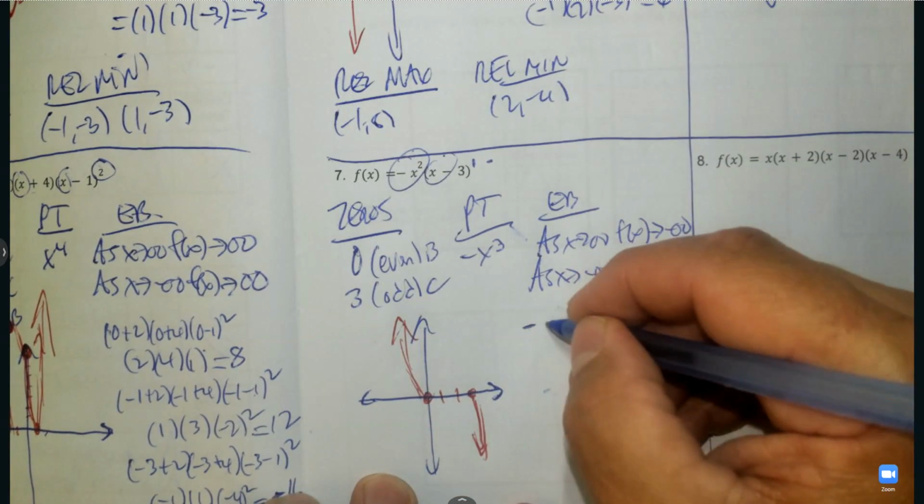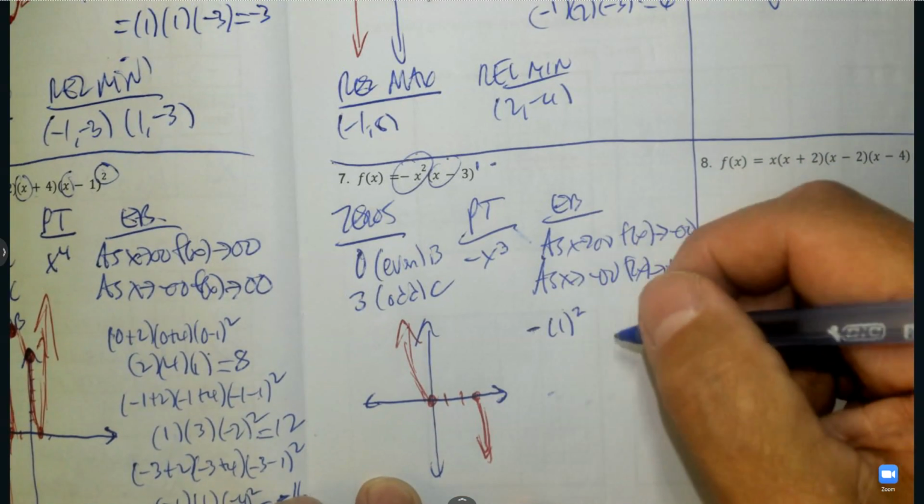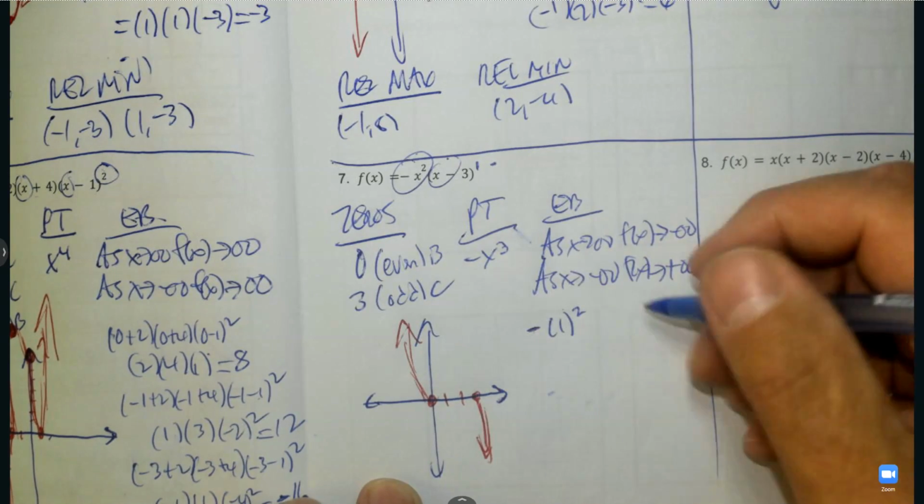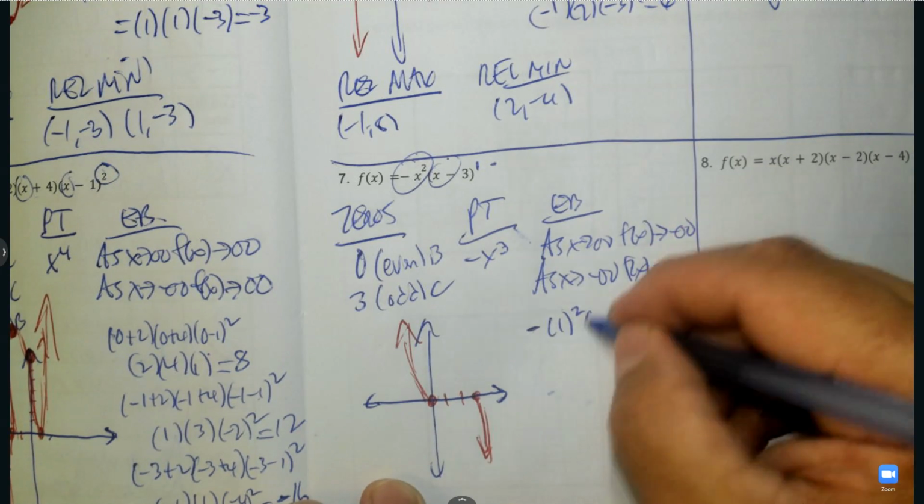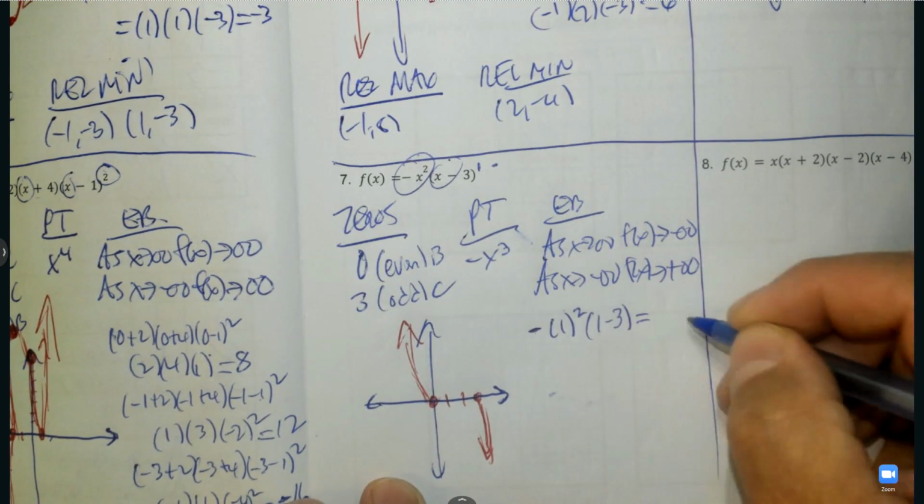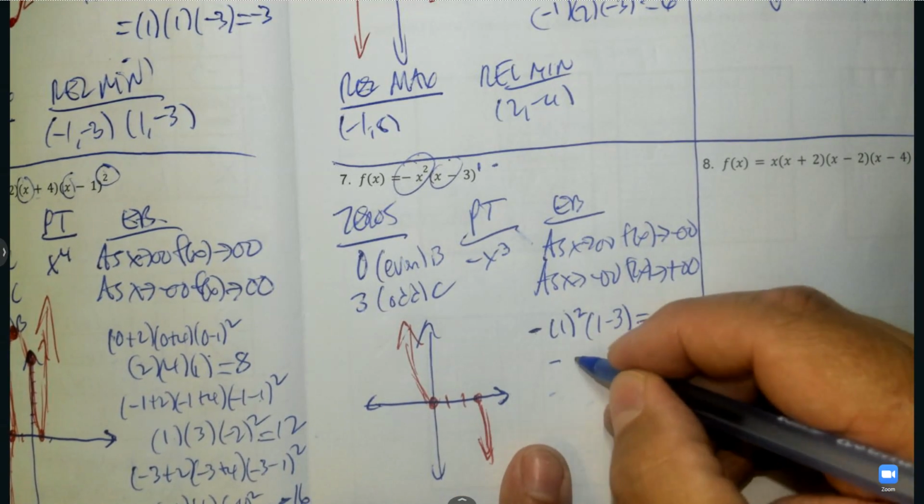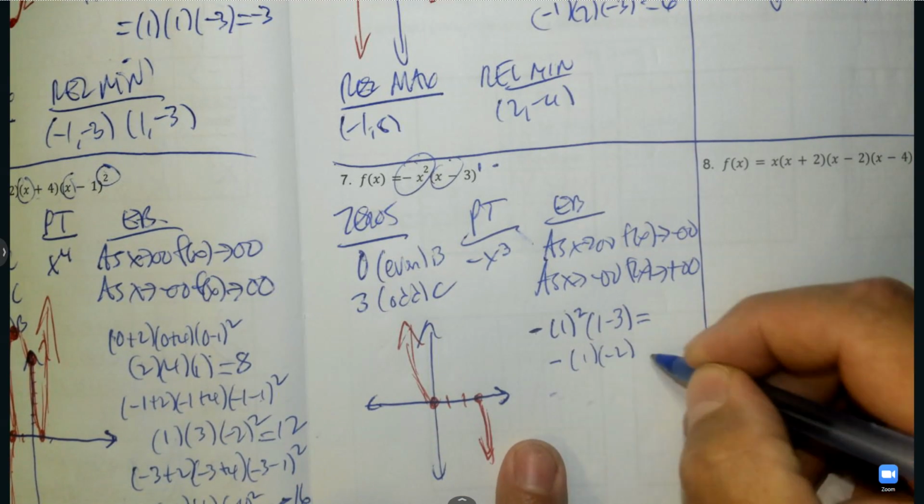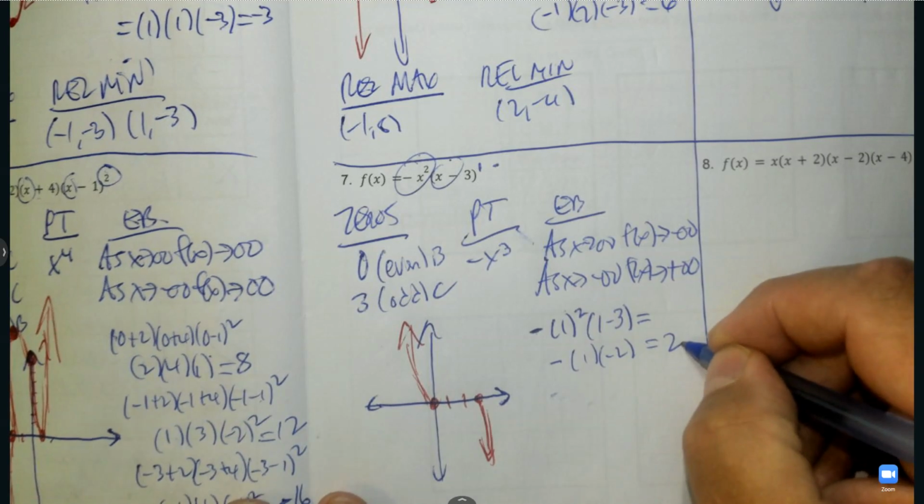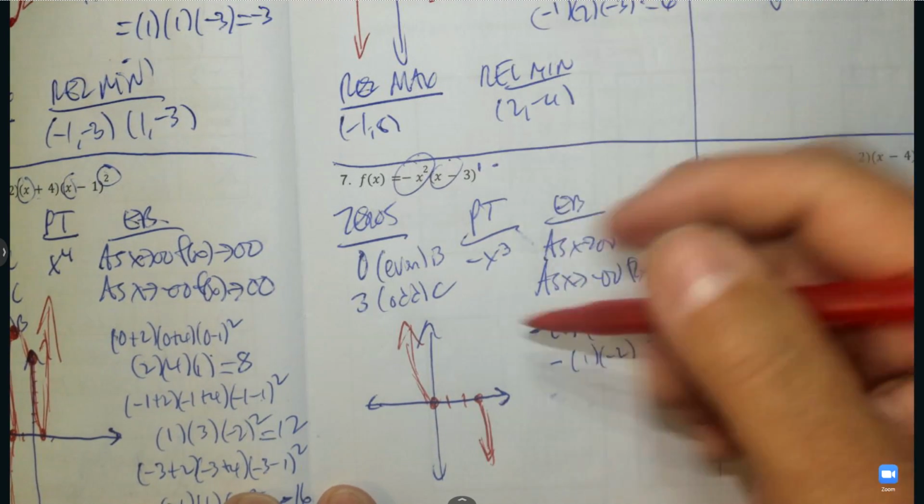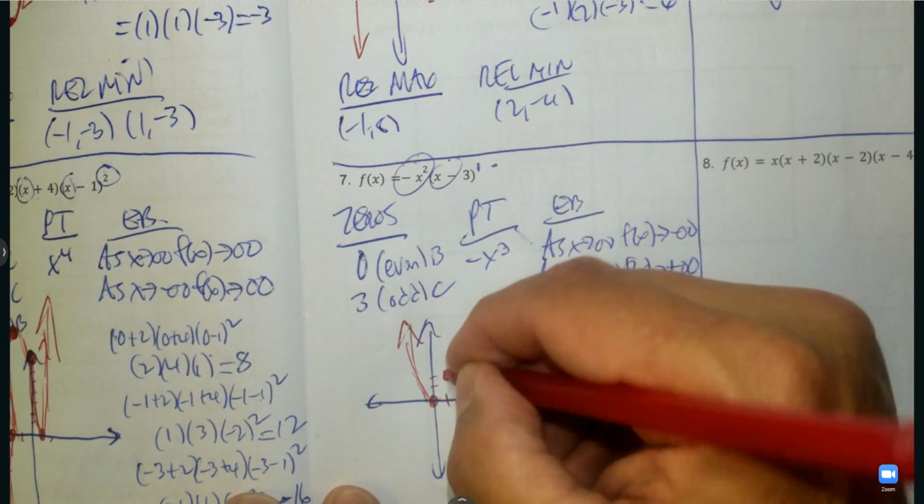So I'm going to plug in 1 and see what answer it is. And then I want to see which one gives me the greater number. That's going to be my turning point. And then 1 take away 3. So this is negative 1 times negative 2, which is positive 2. That's one answer. I think the other one will give me a bigger answer, but we'll see.